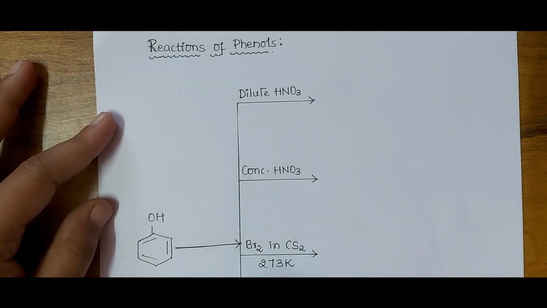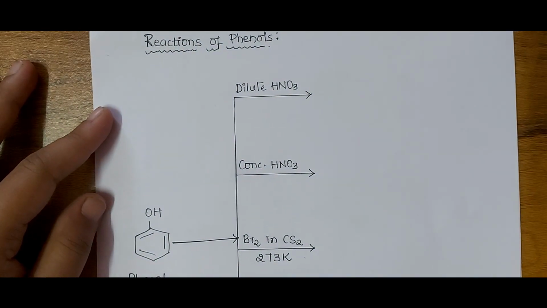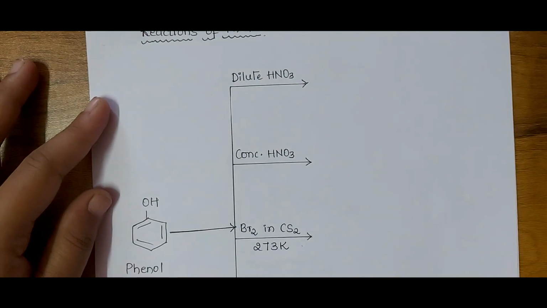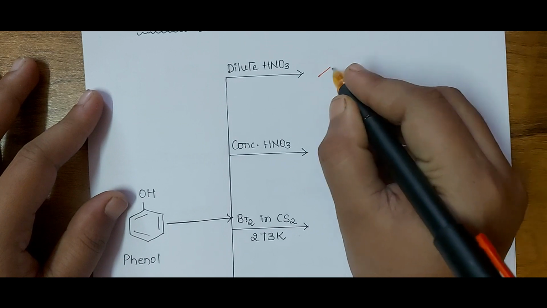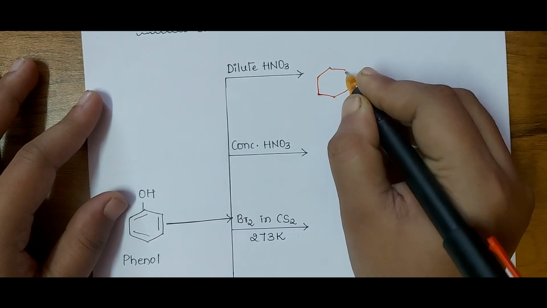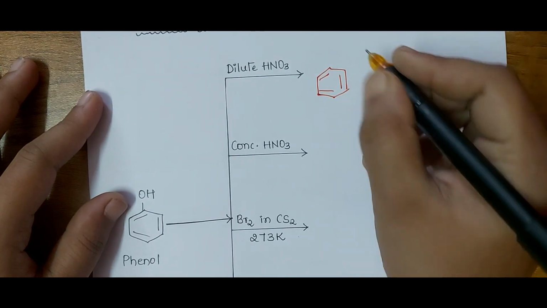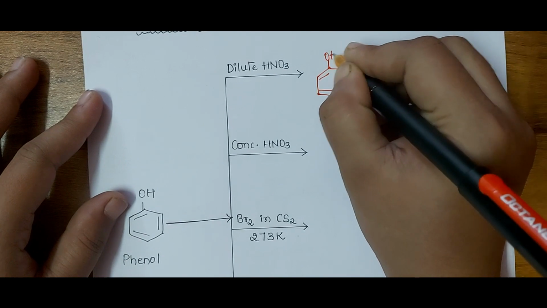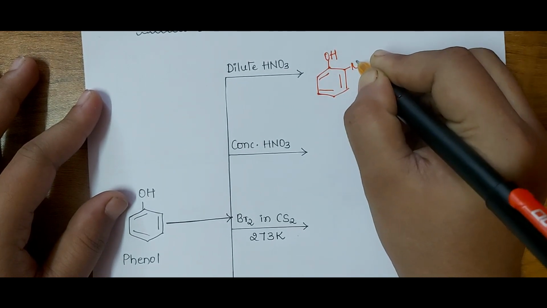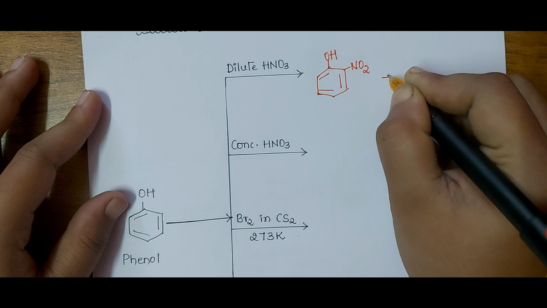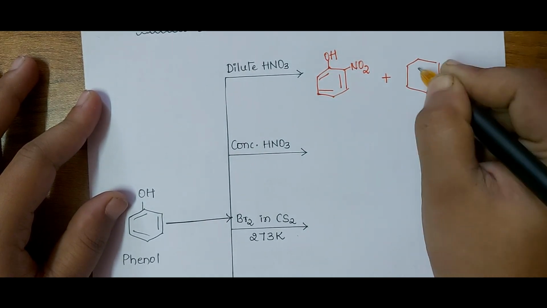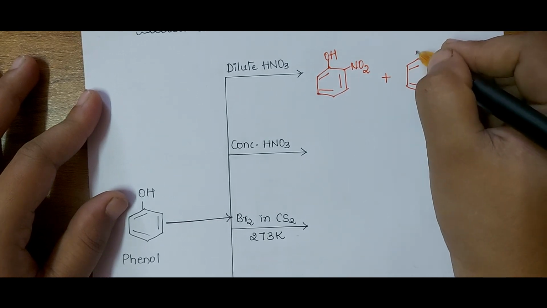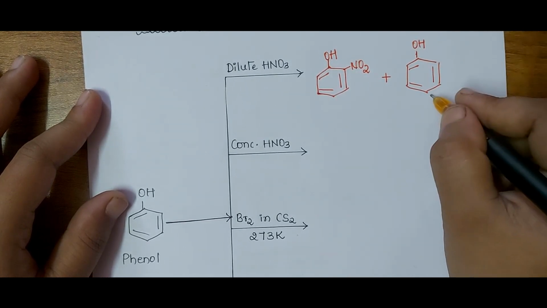Next, we'll consider the reactions of phenol. When phenol undergoes certain reactions, I have grouped them under one concept, so we'll try to understand it. With dilute nitric acid, phenol gives a mixture of two different products as it is an ortho-para directing group. Phenol gives orthonitrophenol, and along with it another product obtained is para-nitrophenol.